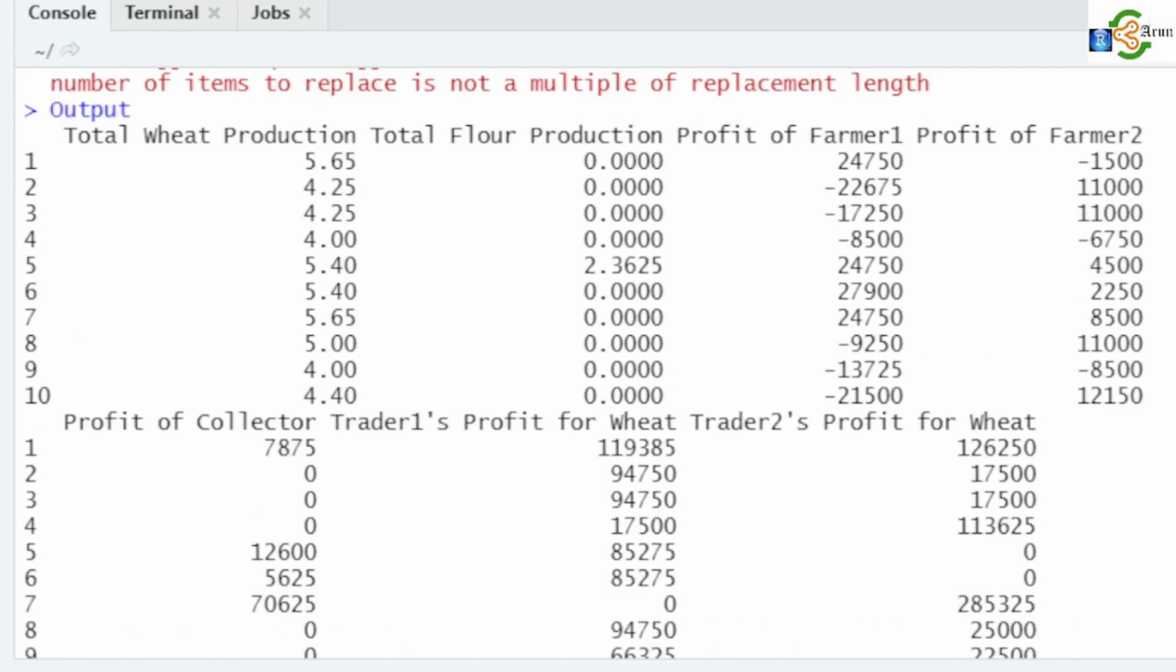Okay, you can see here it is a little bit messy, it looks, because we have taken several columns for the total wheat production, how much we produce, total flour production, it is sum total. Total profit for the farmer 1, total profit for the farmer 2, profit for the collectors, profit for the trader 1 for wheat, and profit for the trader 2 for the wheat. These are the main actors. Okay, let's see the summary of the output, what it produced.